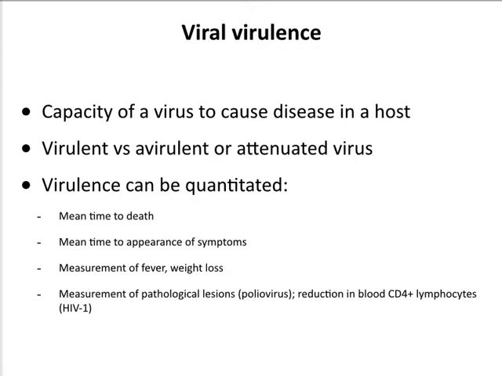You can also measure the lesions caused by the virus. So for polio, you could say, is the mouse paralyzed or not, but that's a crude measure of virulence. You can actually section the spinal cord and brain and look for the neuronal death caused by virus. You can have a pathologist look at sections and give a number to that. And that's what I mean by the lesions. And for HIV, the reduction in the number of blood CD4 positive lymphocytes is a good measure of the virulence of the virus. These are just a few. There are many, many more ways that we can measure virulence.